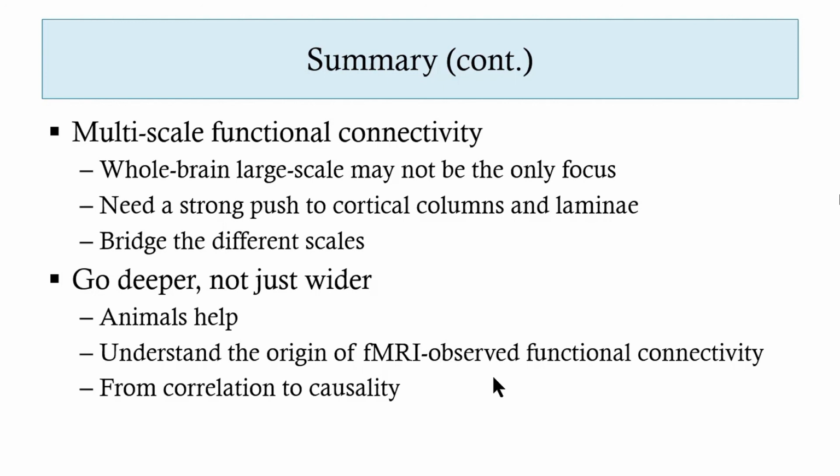We really need a strong push to bring the resolution down to the level of cortical columns and laminae, and then bridge different scales. I think it's still within grasp of our lifetime. The other thing is that looking at animals really helps. We have the need to understand the origin of the connectivity patterns we see with fMRI, and we need to go from correlation to causality.